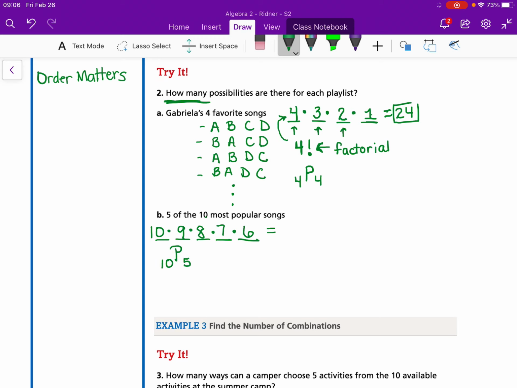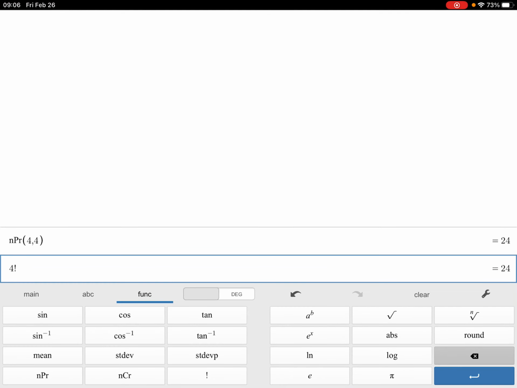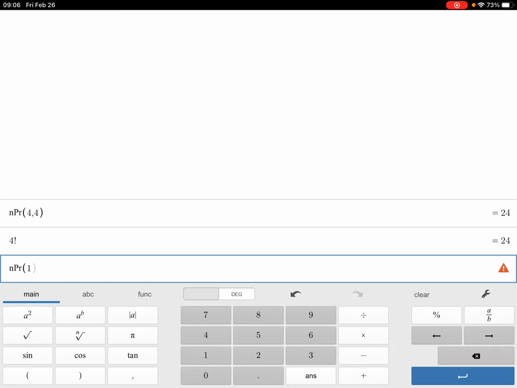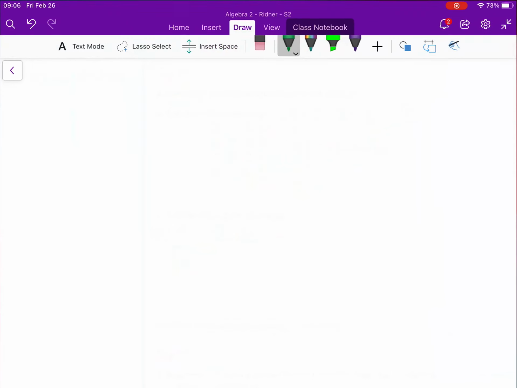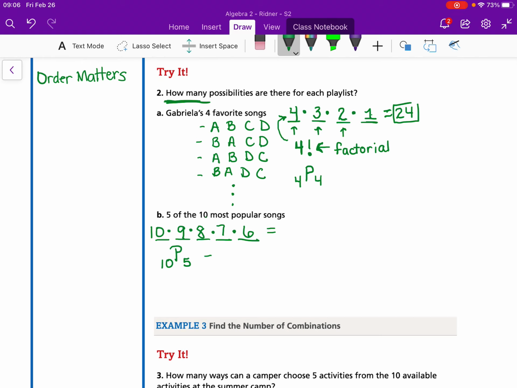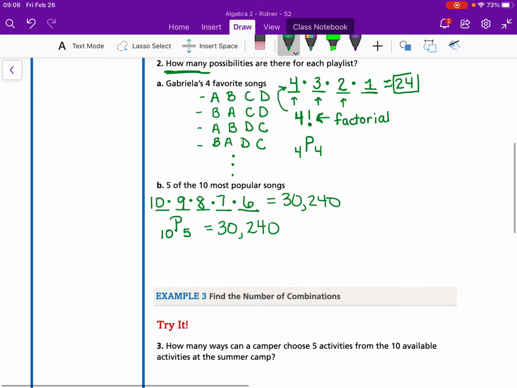I could also type in my calculator 10P5, which may save myself a little bit of time. So 10, 5, 30,240. Okay, if I multiply those numbers together, I get the same thing. So either way works.